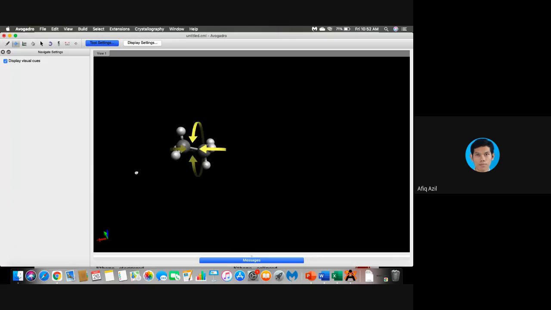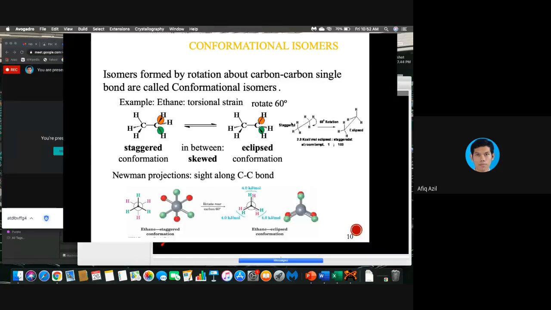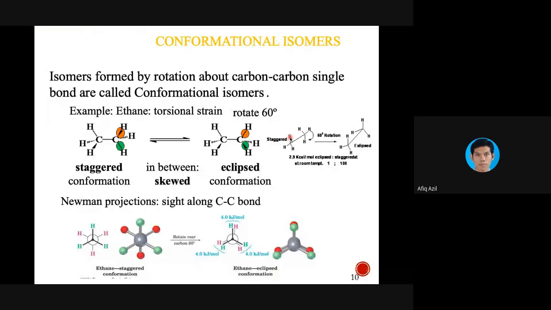Now, this is what you call the staggered conformation, in which the carbon in front and the carbon in the back, all of the hydrogens are not overlapping. So you see that the hydrogen on the front pointing upwards, the back carbon does not contain any hydrogen that is pointing upwards. The hydrogen is pointing down like this.